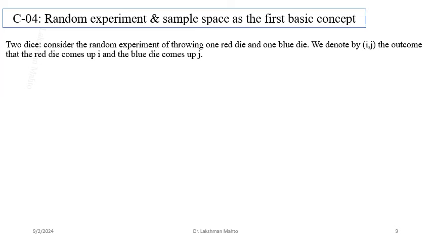Now, how will we identify an outcome? It would be an ordered pair, i comma j. i is the occurrence of a face on the first dice, and j is the occurrence of a face on the second dice. And these are occurring jointly. So what is the form of the outcome? Okay. What is the form of the outcome? It is i comma j, an ordered pair i comma j. So you have already seen the form of the outcome.